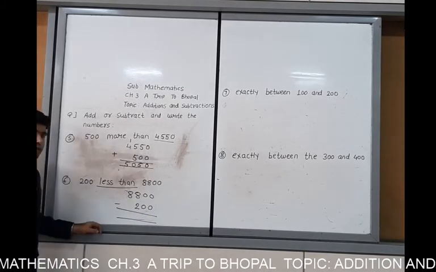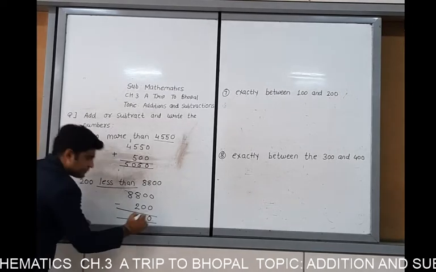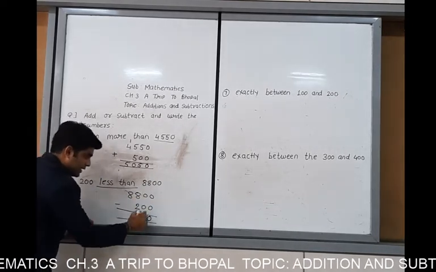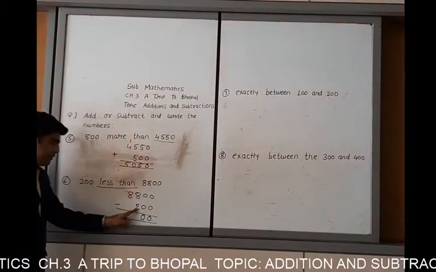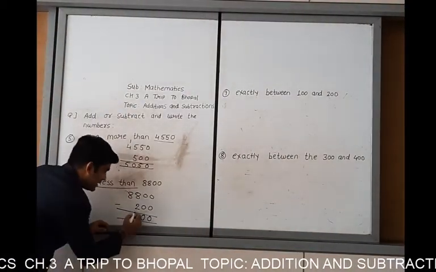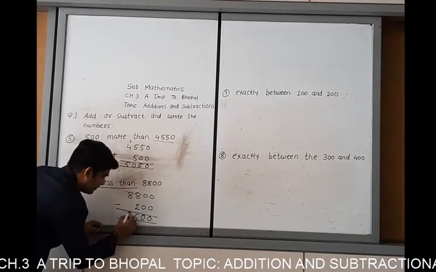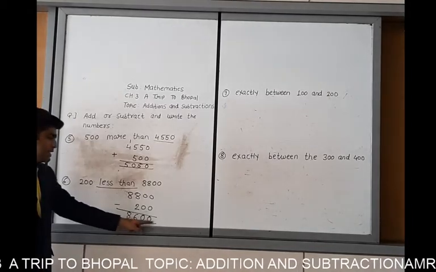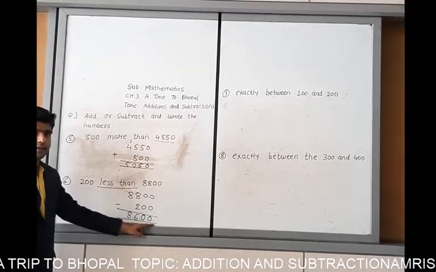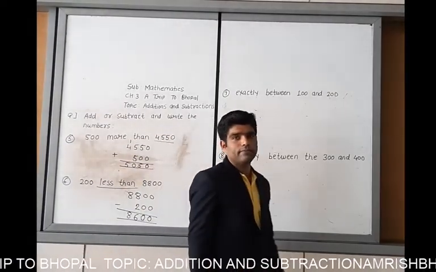Subtract it. Okay, 0 minus 0 is our 0. 0 minus 0 is our 0. Okay, 8 minus 2 is our 6. This is our what? 8. So your answer is what? 8600. Okay. Now then start from the example number 7.